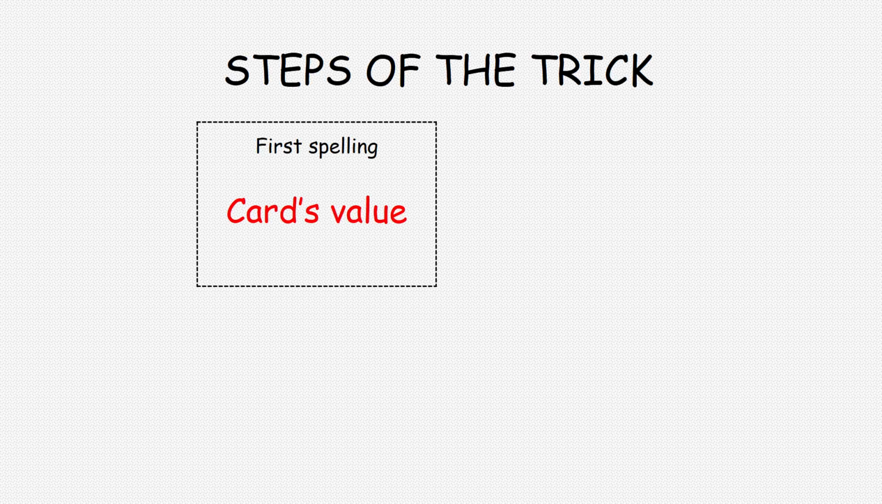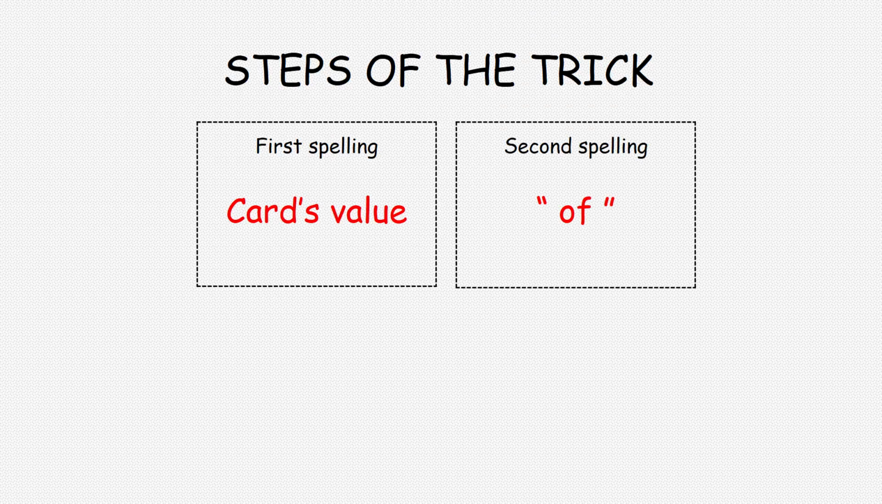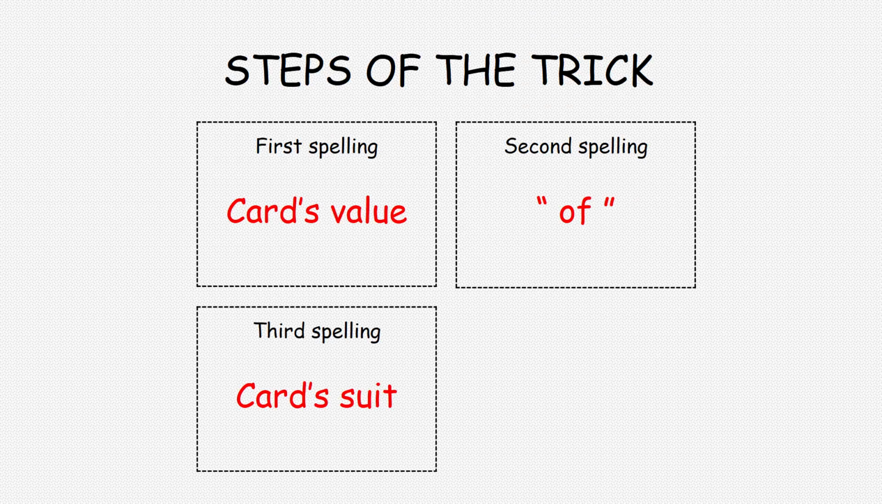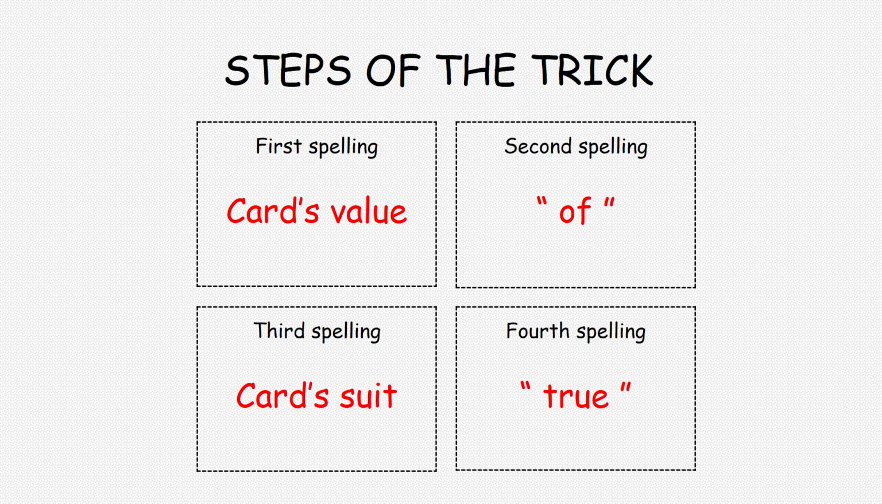We will name these steps. The first, spelling the card's value. The second, spelling the word of. The third, spelling the card's suit. The fourth, spelling the word true.